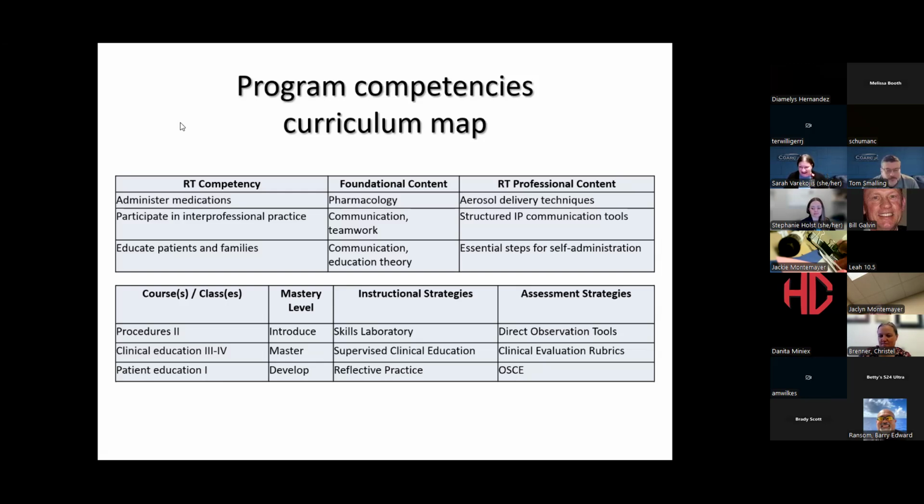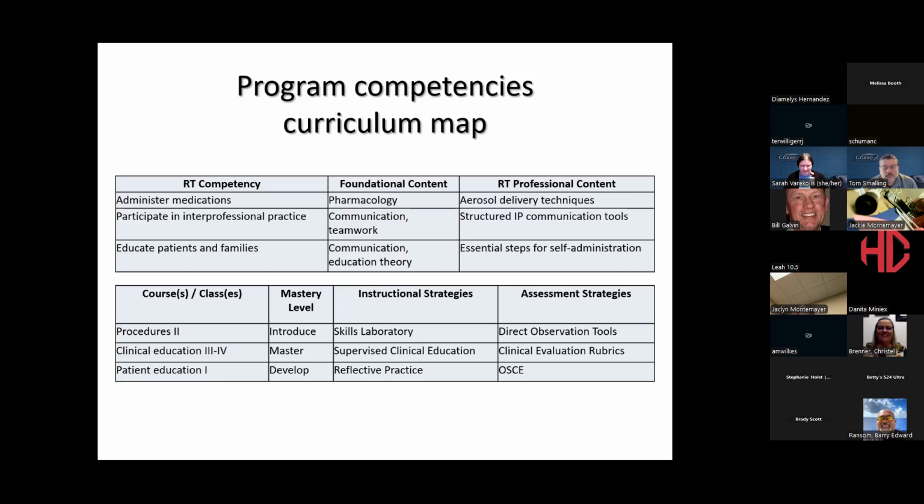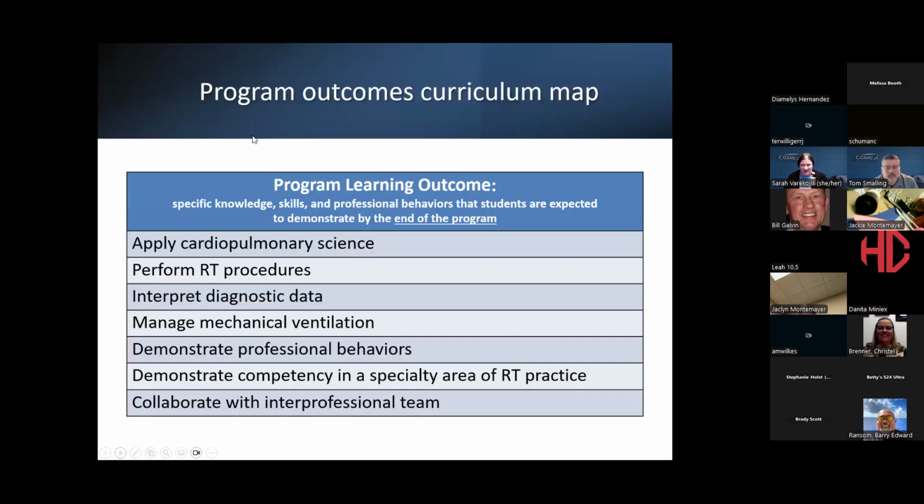So I hope you stuck with me through how to potentially organize the different columns, what that would look like, and this is, again, for the program competencies curriculum map, starting with your list of competencies. All right. The next type of example that we have is program outcomes.